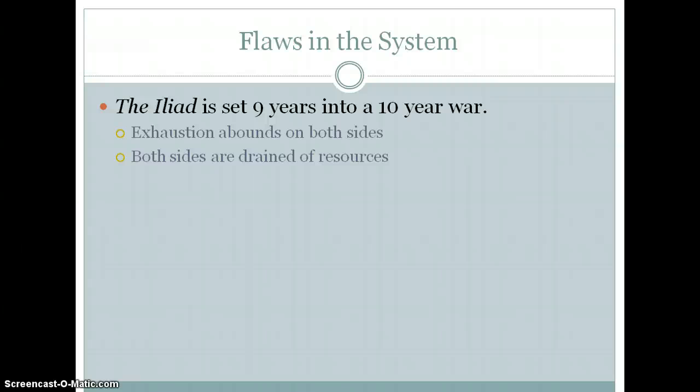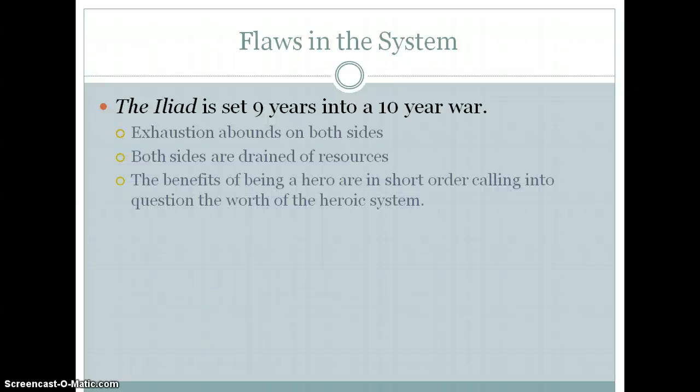The things that make being the hero endurable are running low in supplies, and they have to finish the war in order to get what they feel they deserve and what makes war a worthwhile risk for them. Because these benefits are in short supply, they call into question the worth of the heroic system in general.